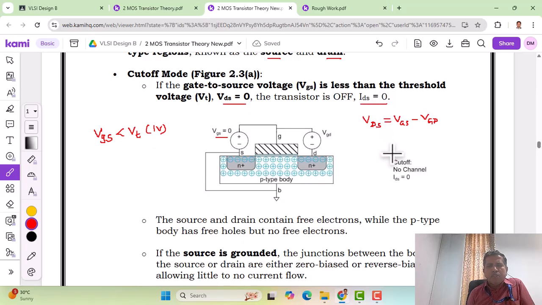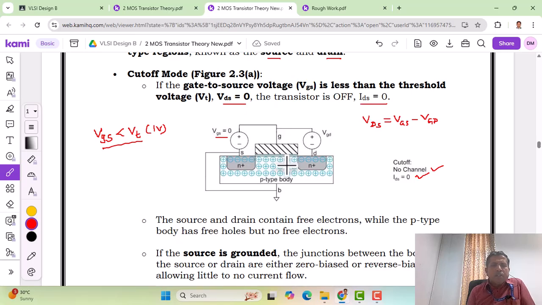So we can conclude from this that there is no channel formation in the cutoff mode, and the drain to source current is going to be 0. To arrive at this cutoff mode, the condition required is that the gate to source voltage must be less than the threshold voltage. And the voltage applied makes the complete transistor off. The transistor is not conducting.